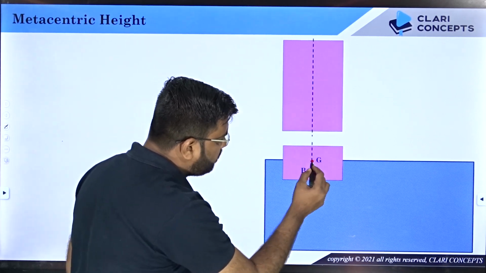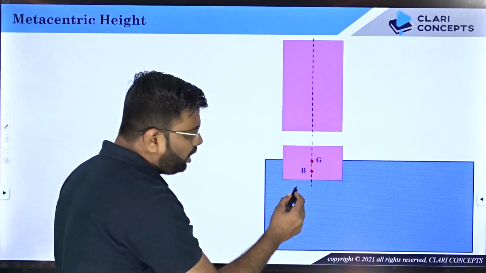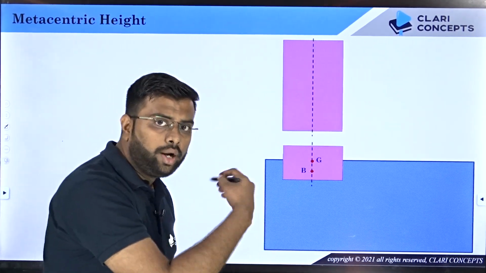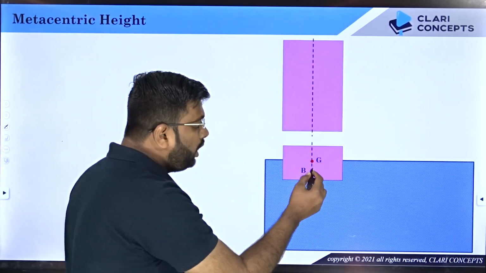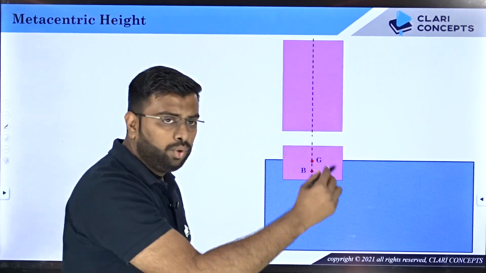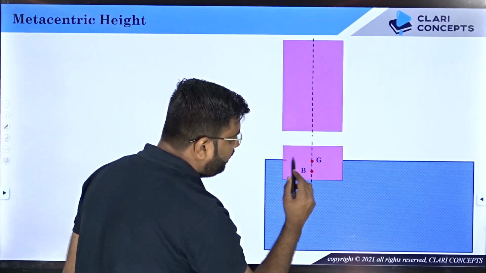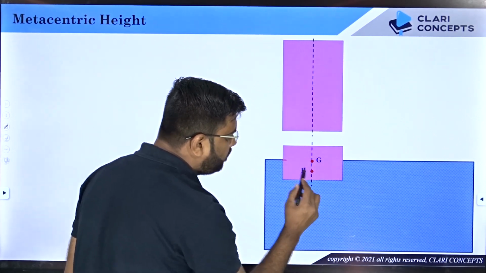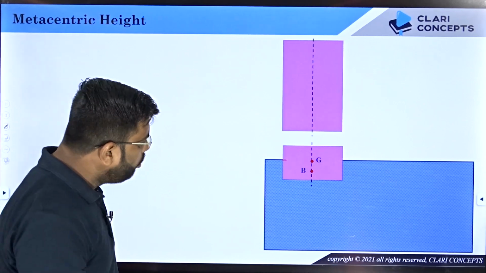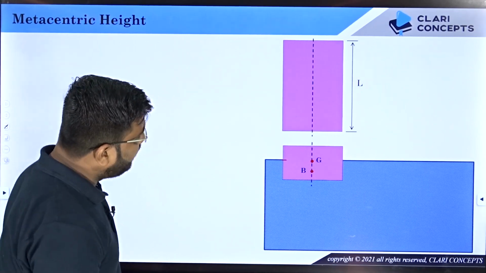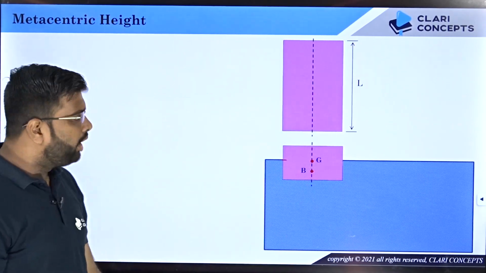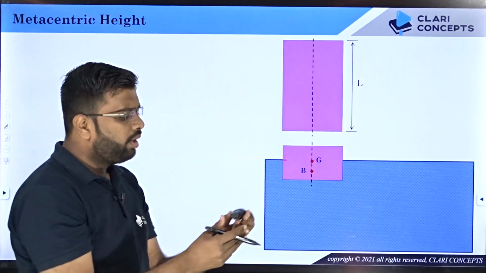So the center of gravity is somewhere over here, and B, the center of buoyancy, reflects the centroid of the portion of the body submerged in the fluid. The portion of the body submerged in the fluid is this much, right? And the center of this volume will be this particular point B. Now if I talk about the length of the body, let's say the length is capital L when you look from the top.